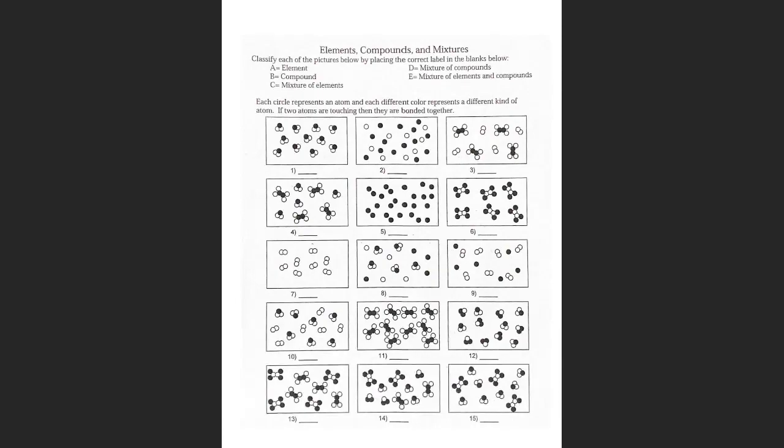Okay, so for this one here, hopefully you can see what I'm writing. It says here, we're looking at elements, compounds, and mixtures. Classify each of the pictures below by placing the correct label in the blanks below. So we're placing the labels here in these blanks. We're going to look at the particulate level. By the way, these images are all particulate.